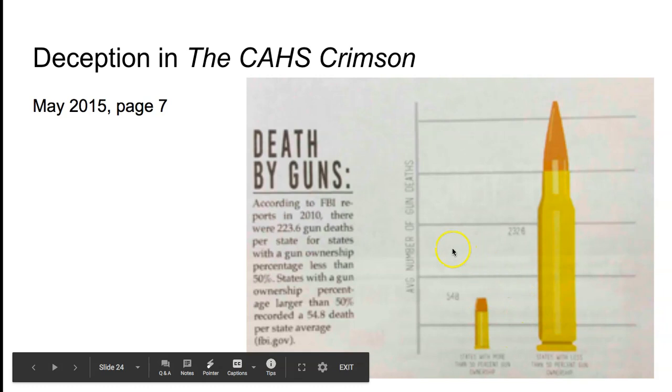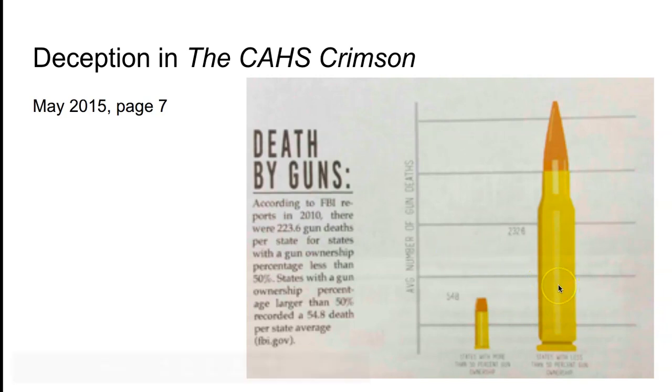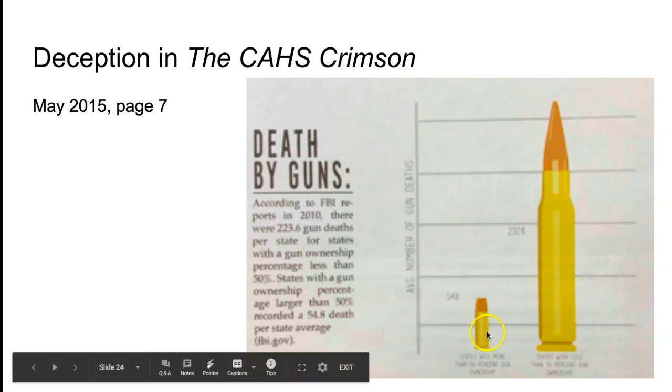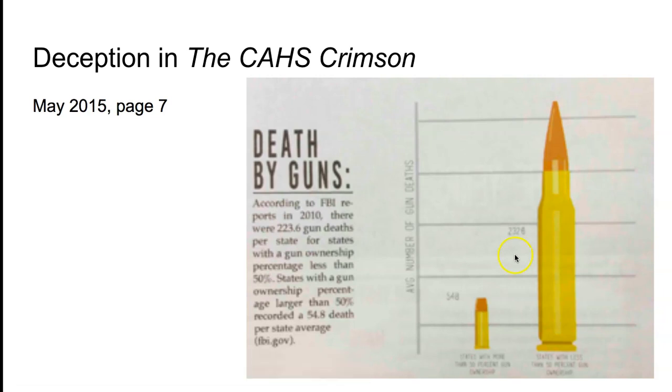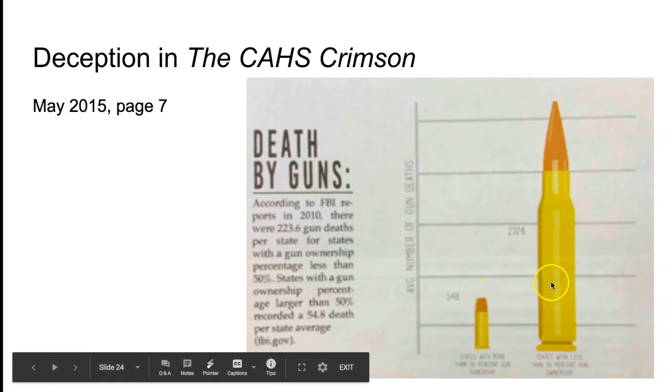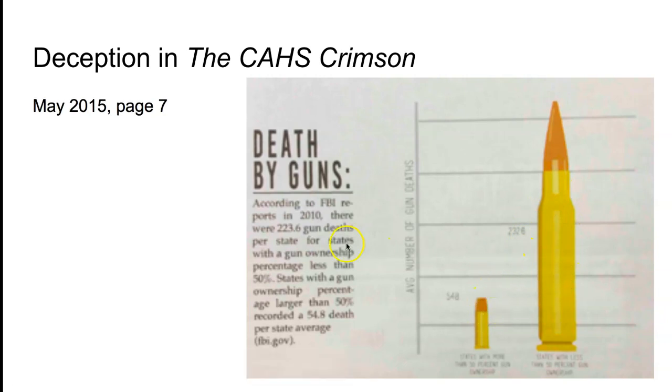So it would seem that this is trying to convey that if there's gun ownership in a state, then there are fewer gun deaths. If there's less gun ownership in a state, then there's more gun deaths. Now, there's a lot more that we could say about this, but what I want to focus on is how the areas make it a deceptive graph.